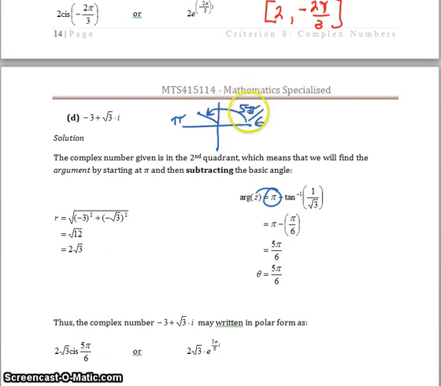5 pi on 6. So we can write our complex number, negative 3 plus root 3i, in polar form as 2 root 3, our modulus, times cis 5 pi on 6, or using Euler's form, 2 root 3 times e to the 5 pi on 6i. We could also express it in polar coordinates as our modulus 2 root 3 and our argument 5 pi on 6.